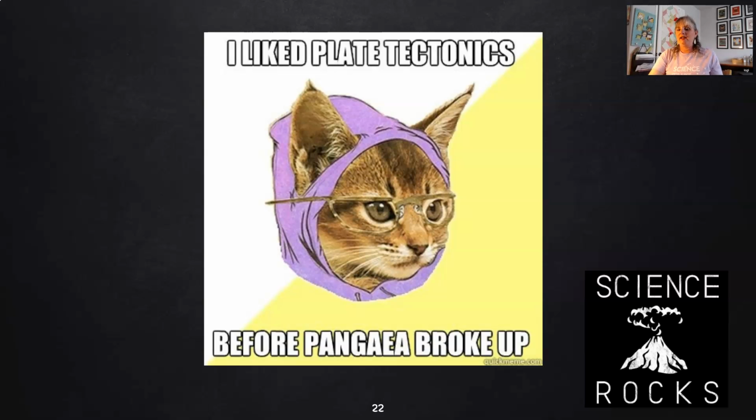So here's our meme for plate tectonics or plate boundaries, and always remember, science rocks.